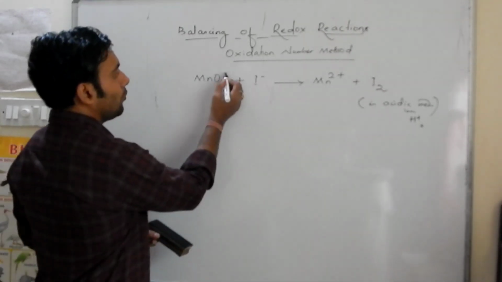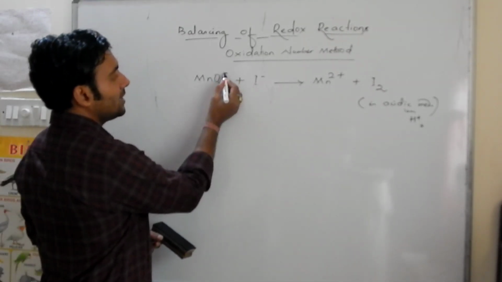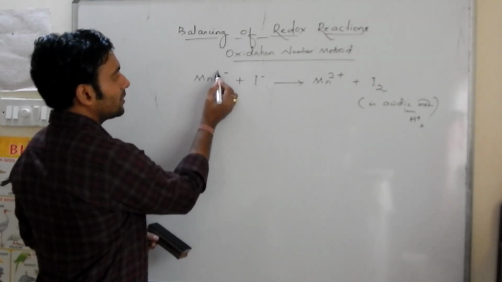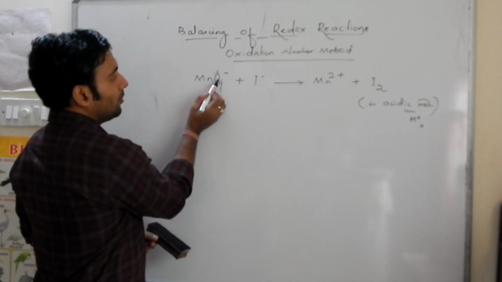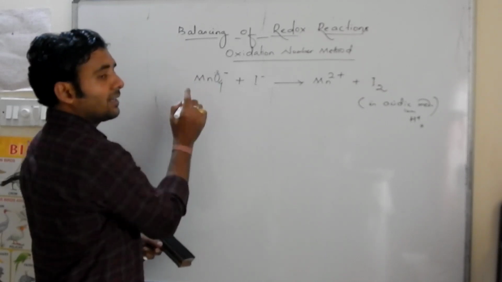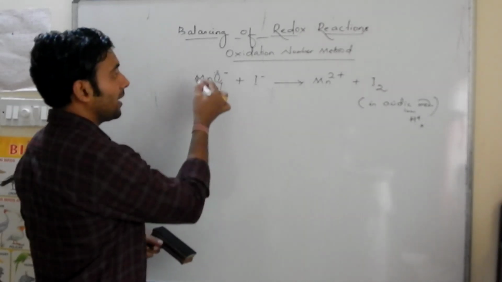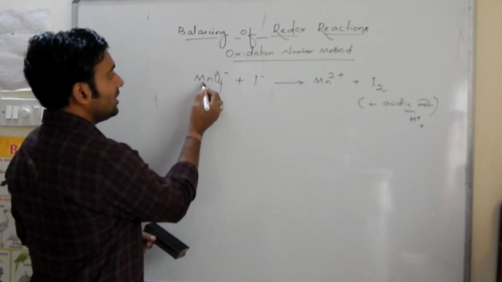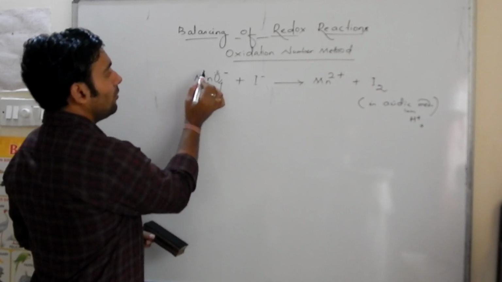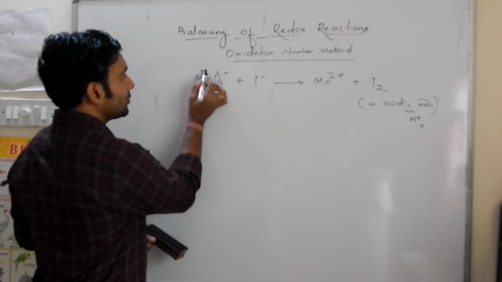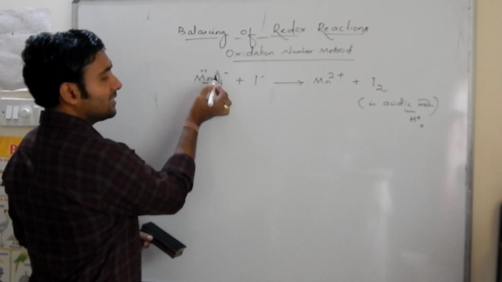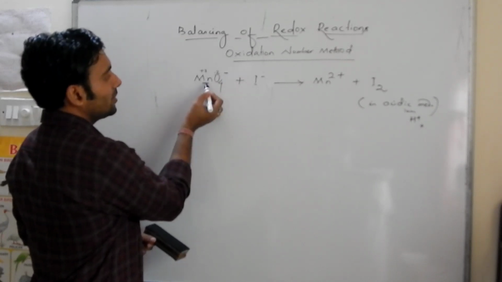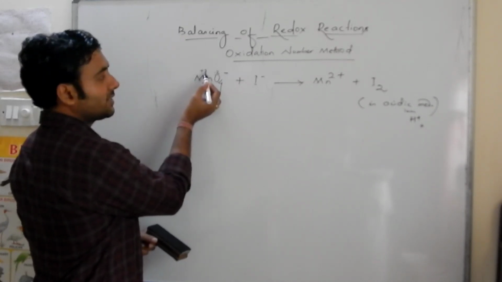As the overall charge of the permanganate ion is -1, and we know that the oxidation number of oxygen is -2 per atom. There are 4 oxygen atoms in the permanganate ion, so the charge will be -8. That's why the oxidation number of manganese will be +7. If you add +7 and -8, you will get the overall charge, that is -1. So here the oxidation number of manganese is +7.